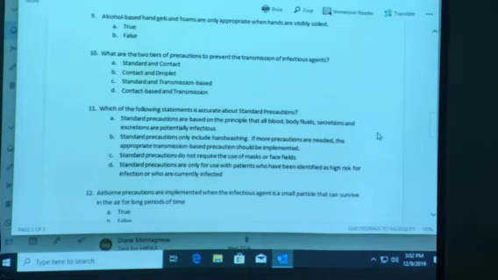Question number 10. What are the 2 tiers of precautions to prevent the transmission of infectious agents? A, standard and contact. B, contact and droplet. C, standard and transmission based. Or D, contact based and transmission.